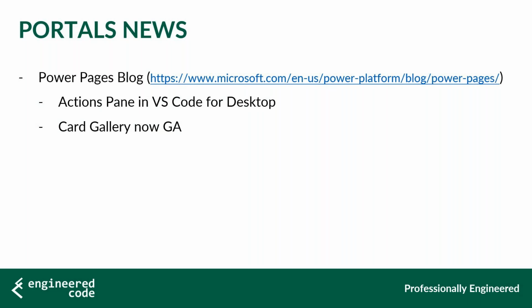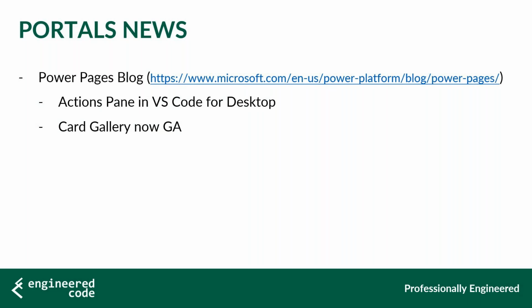The other one, the bigger news, was the Actions pane in VS Code for Desktop. If you are a VS Code for Desktop user and you've got the Power Platform tools in there, you'll get some new features that let you do things like preview the website directly from VS Code for Desktop. You can list all of your websites. You can upload, download. A lot of the things that you can do through the CLI, you can now do through the GUI of the Actions pane. I think the big one that people are going to love is that preview functionality.